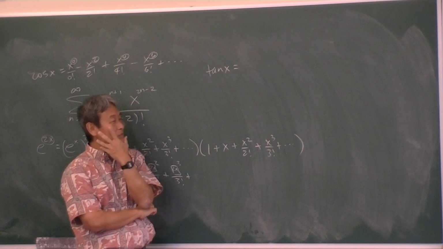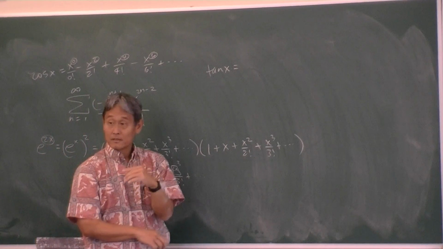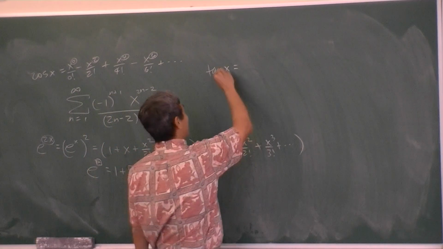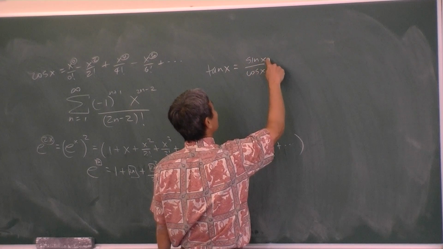What would I do? Cosine. Now, over cosine. What did you say? The two power series. There you go. We have tangent is sine over cosine. Do we know what the power series for this is?